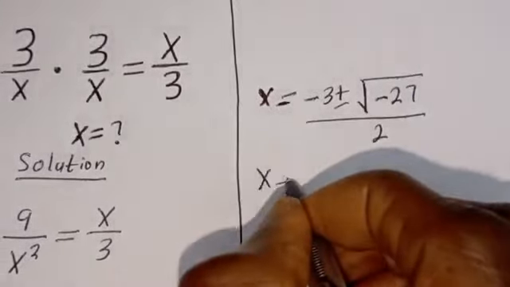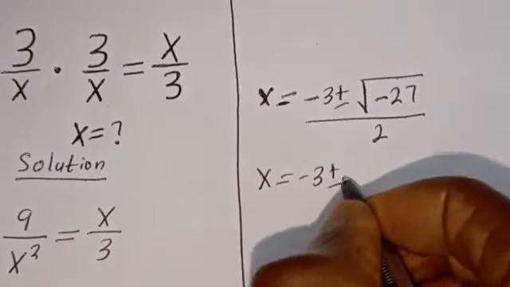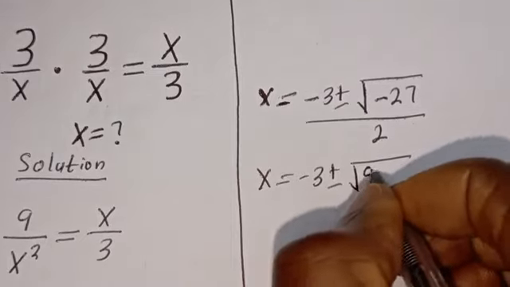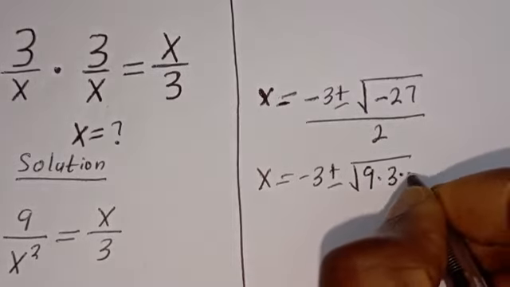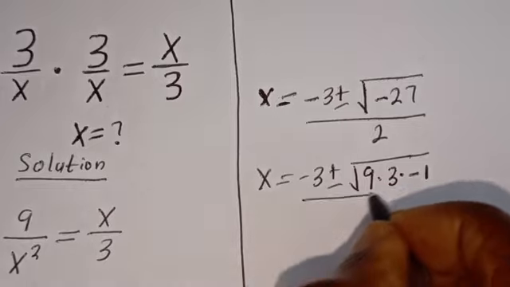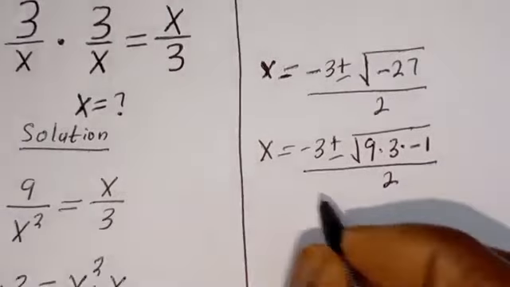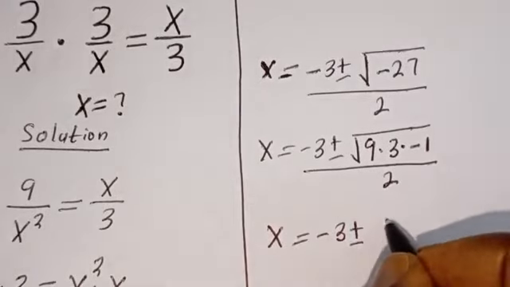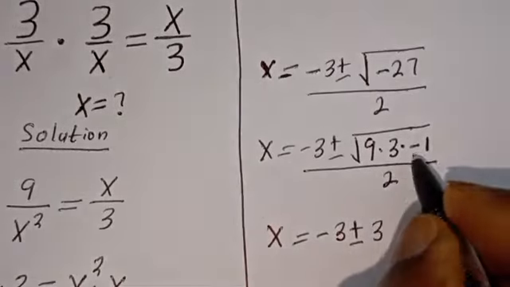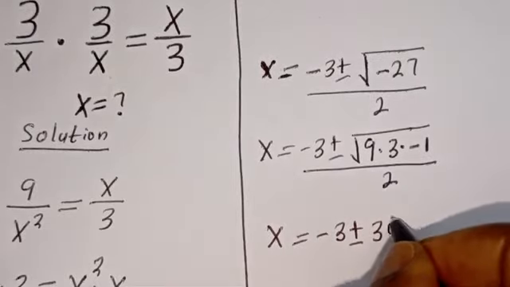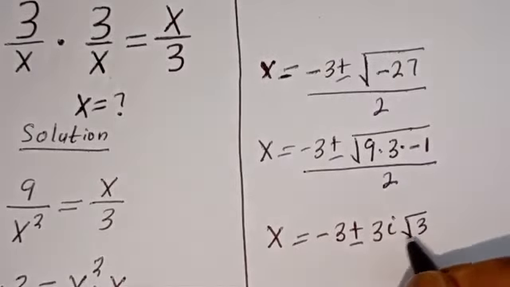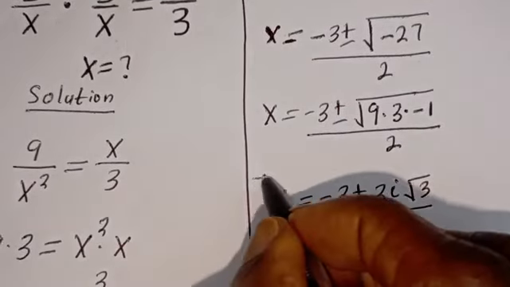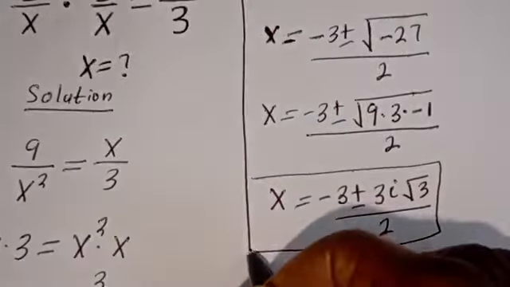Then s is equal to minus 3 plus or minus square root of minus 27 can be written as 9 multiplied by 3 multiplied by minus 1 divided by 2. Then s is equal to minus 3 plus or minus square root of 9, that is 3. Then square root of minus 1, that is i, root 3 divided by 2. And this is the second and third value of s.